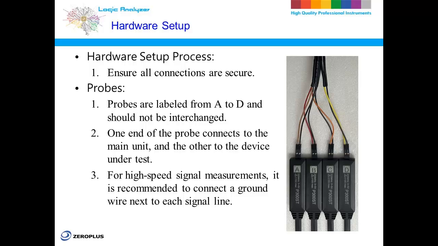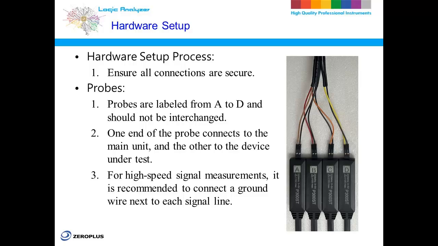For example, probes A and B may correspond to different measurement channels, and using them incorrectly could lead to data errors or inaccurate measurements. So, make sure to check which channel each probe corresponds to before use to avoid any confusion. Connecting the probes is simple. One end should be connected to the measurement port on the B2 main unit, and the other end should be connected to the signal output of the device under test. This allows you to capture the signals from the device under test in real time and transmit them to the B2 for analysis and display.